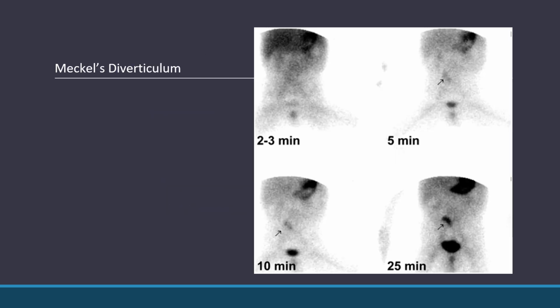So this is an example of a Meckel's diverticulum. You'll notice by 5 minutes, it starts to show up in the gastric mucosa and in the Meckel's. There's a little arrow here in the 5 minute image pointing to where the Meckel's is. By 10 minutes, you'll start to see it concentrating a little bit more. And then by the 25-minute image, it has increased intensity, and you'll see the stomach and the Meckel's are about the same intensity.